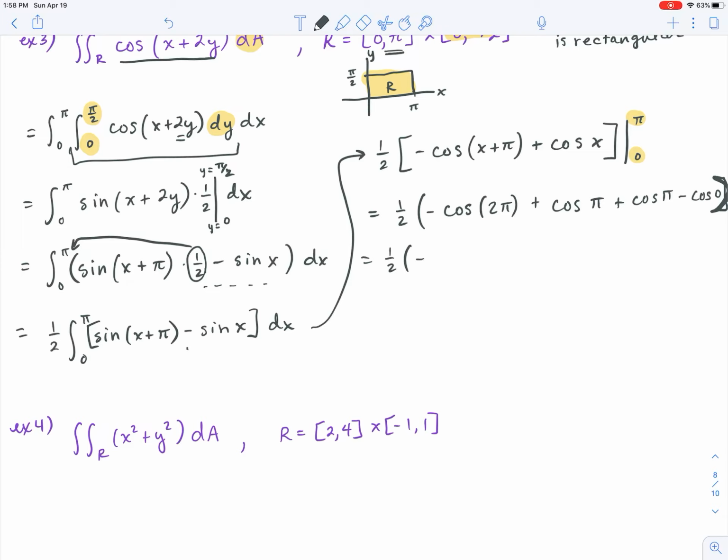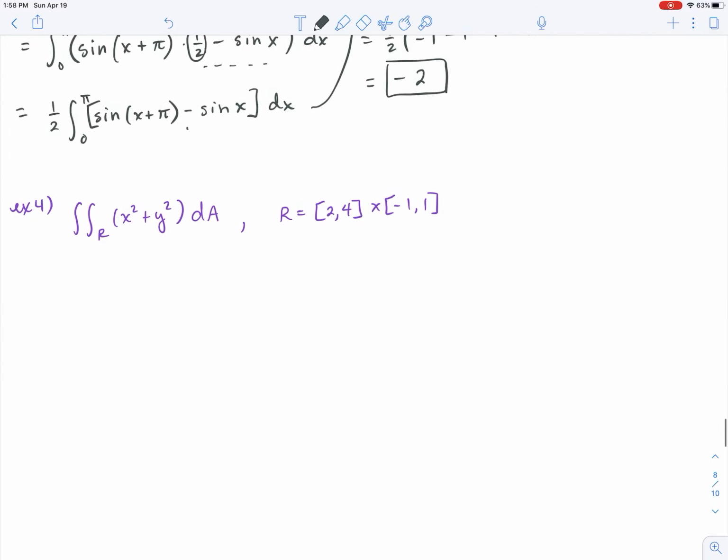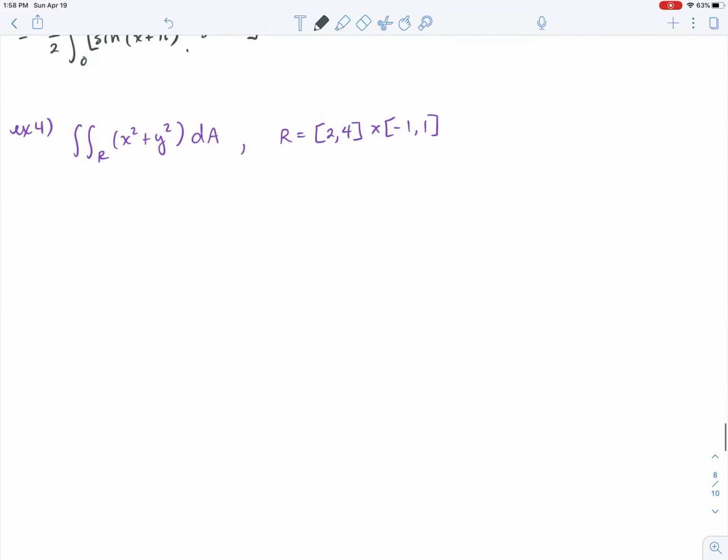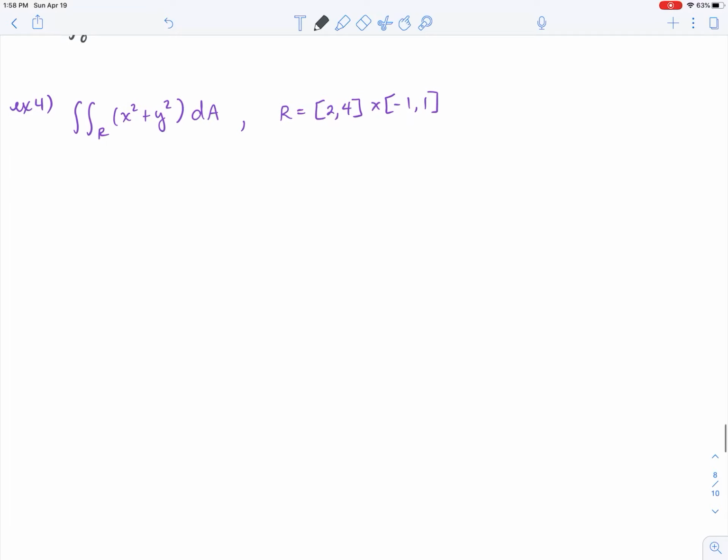Cosine 2 pi is 1, so we get negative 1. Cosine at pi is negative 1. Again. And cosine of 0 is 1. So it looks like I'm getting 1, 2, 3, 4. I'm getting negative 2. And that's the correct answer. So we're good. The next example that we have here is going to be really similar. So I'm going to go ahead and leave it to you guys to try, and we'll do it next time in class.